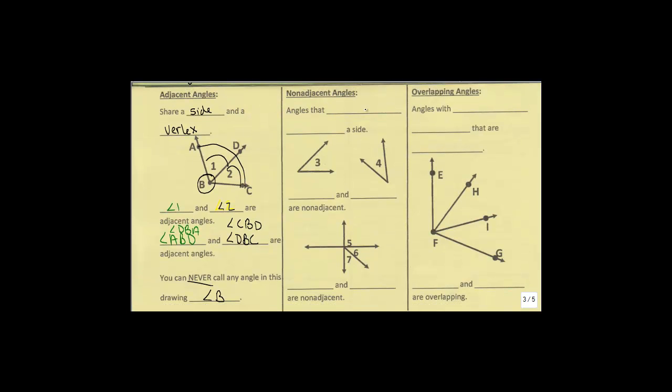Non-adjacent angles are angles that do not share a side. So just two separate angles. So 3 and 4 are adjacent angles. And anytime that you name an angle, you need to use this symbol. It just simply means angle. And then other non-adjacent angles, 5 and 7, are non-adjacent because they do not share a side. Of course, 6 and 7 are adjacent, and 5 and 6 are adjacent. 5 and 7, however, are not, because 6 is in between them.